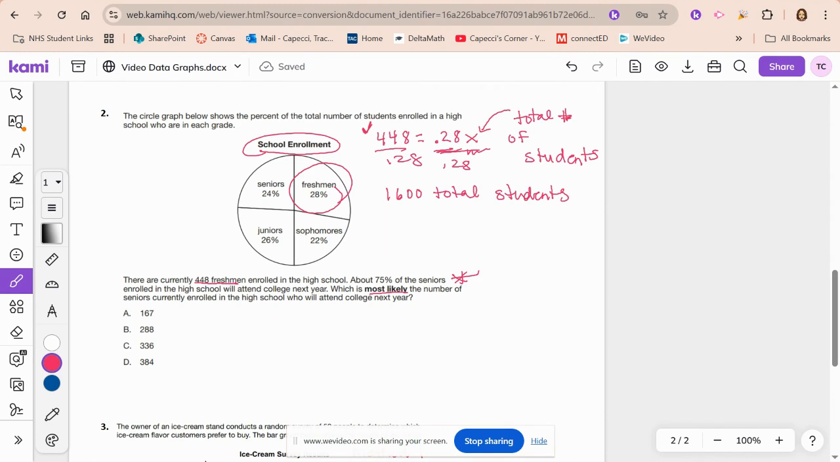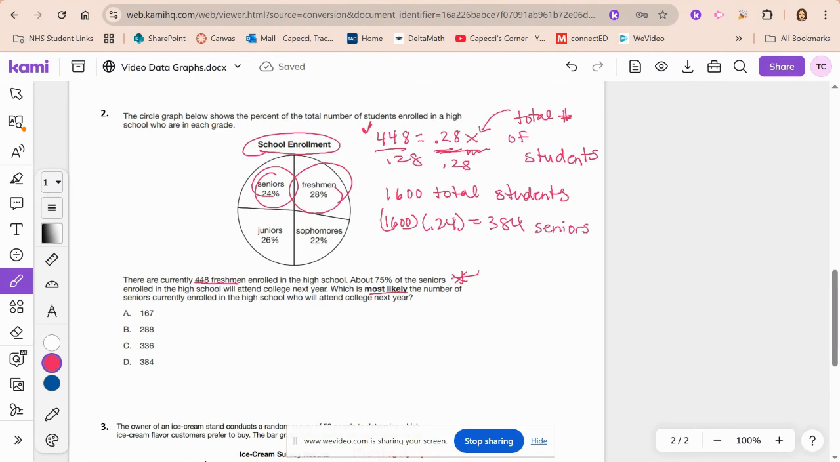Okay, so of those total students, the first thing we have to do is figure out how many seniors there are. So we're going to take the total students, and the seniors is 24%. So that's 384 seniors.